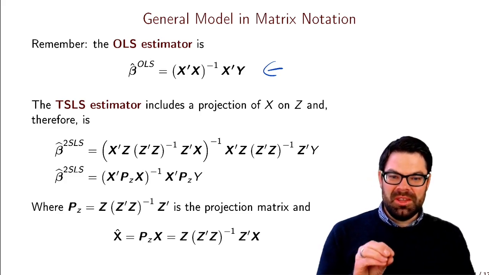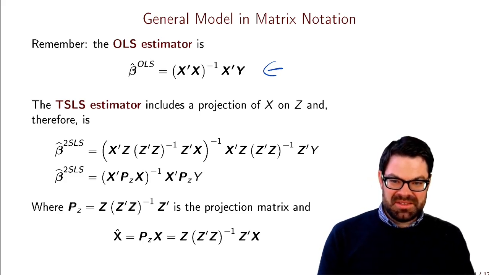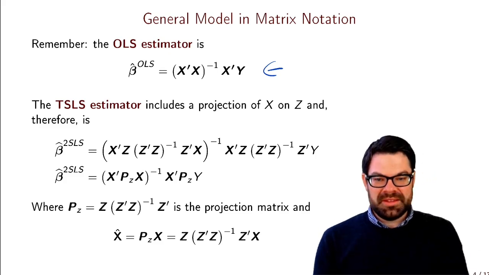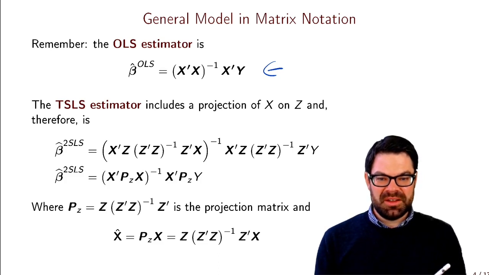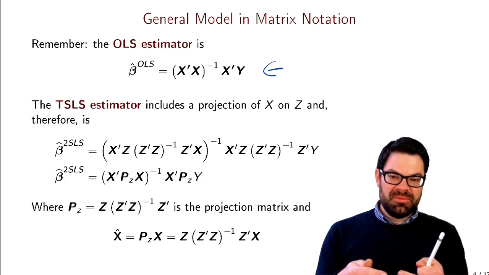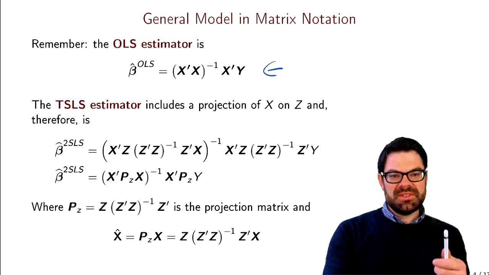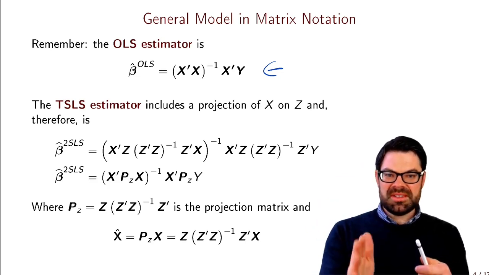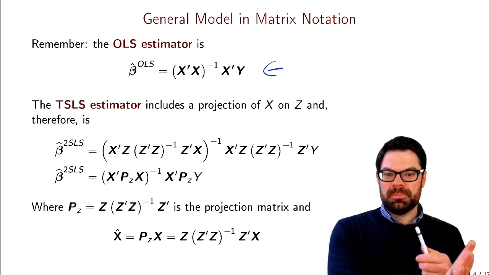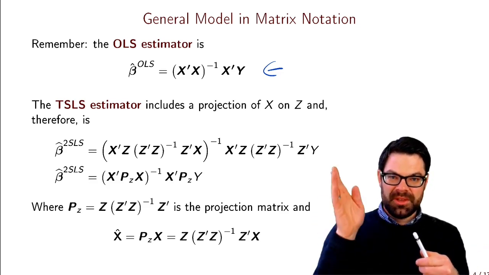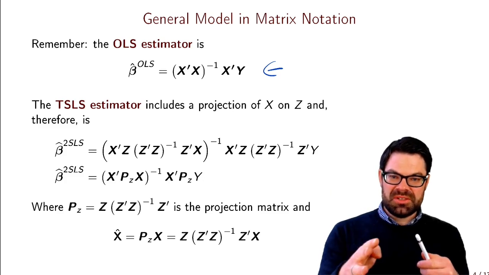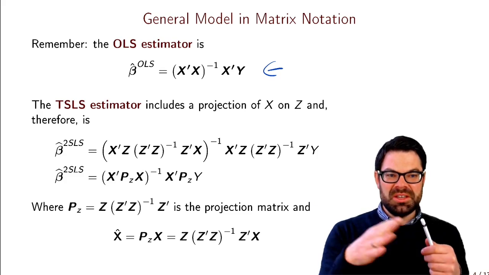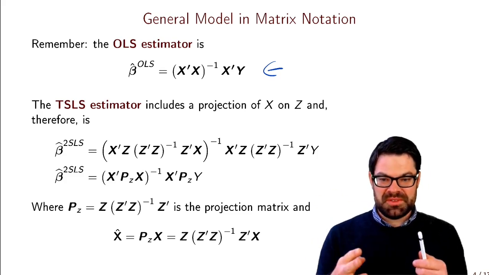Now, if we want to extend this to a two-stage least squares estimator, we have to basically incorporate the first stage in it, and this is done through the projection that we're doing in the first stage. The first stage is a regression of the regressor of interest x onto the instruments. Or if we have more than one endogenous regressor, then we regress each of them on all of the instruments.